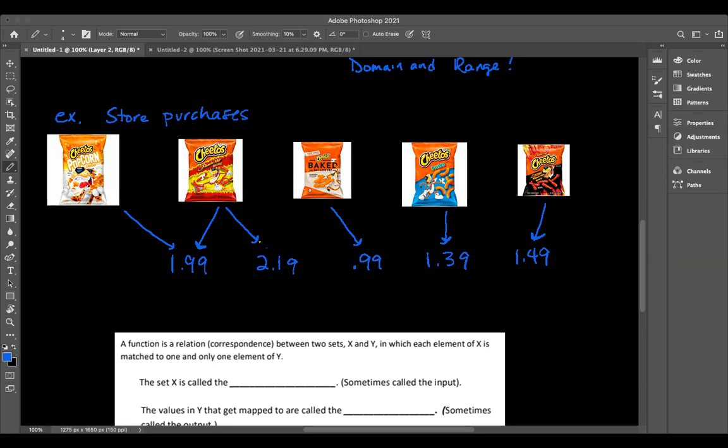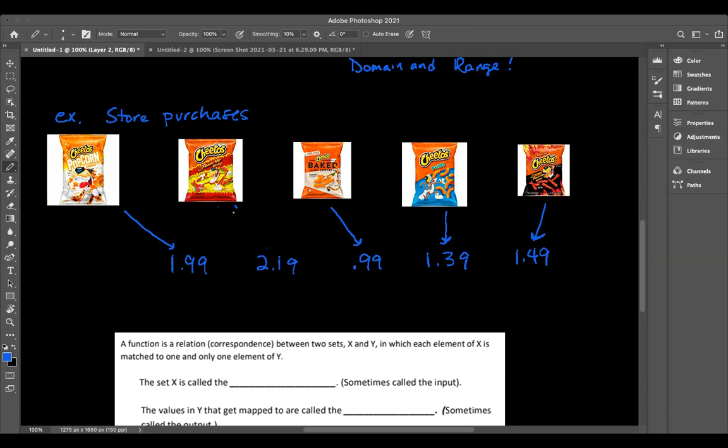So basically, if one of the inputs goes to two outputs, that means this is not a function. Again, it's a function if each input goes to one output, and if an input goes to two outputs, it's not a function. Okay, so those are the two ways to determine that. We'll talk more about that as we go along if we don't understand it. It's probably the best way I can think of to explain it.